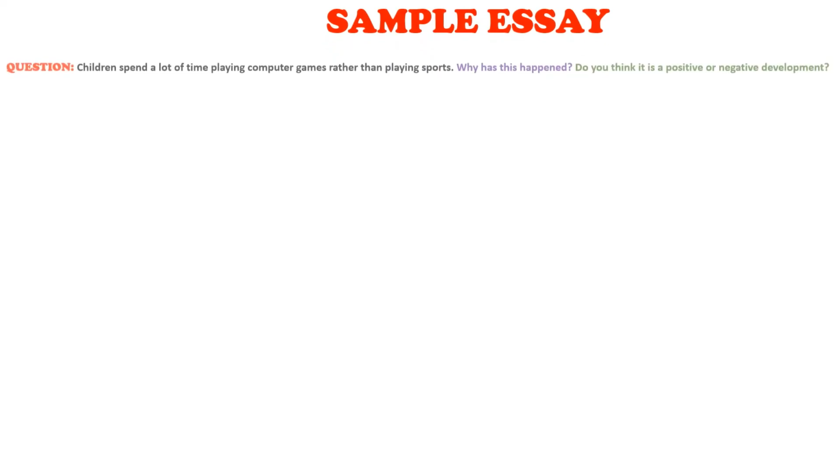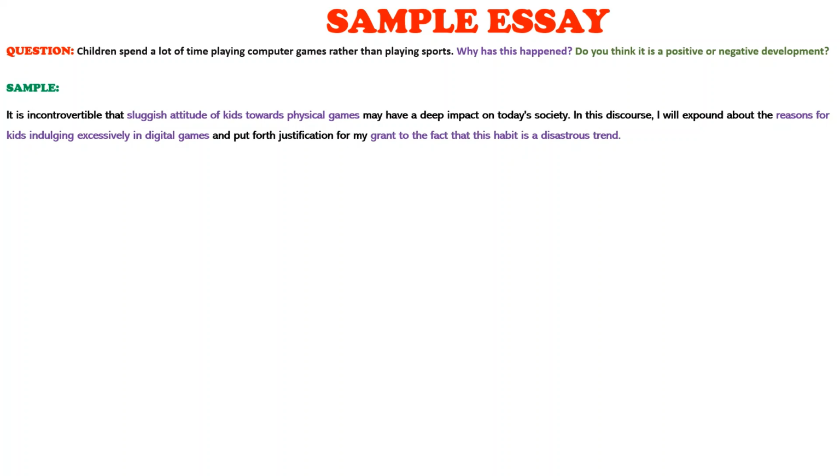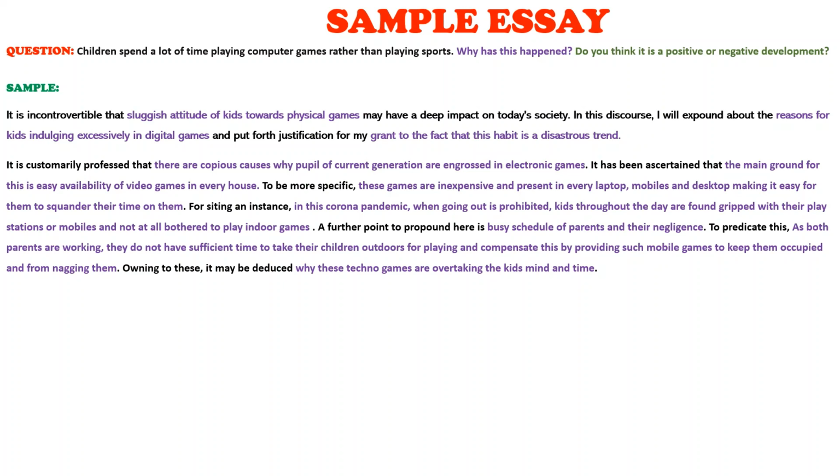Now let's see a sample essay. So here the essay is: children spend a lot of time playing computer games rather than playing sports. Here they're saying children spend time on computer games and do not play sports. So why has this happened? The first question says why. That means the reasons that they are spending a lot of time on computers and not playing. So my first paragraph will be about the reasons why children spend a lot of time on computer games.